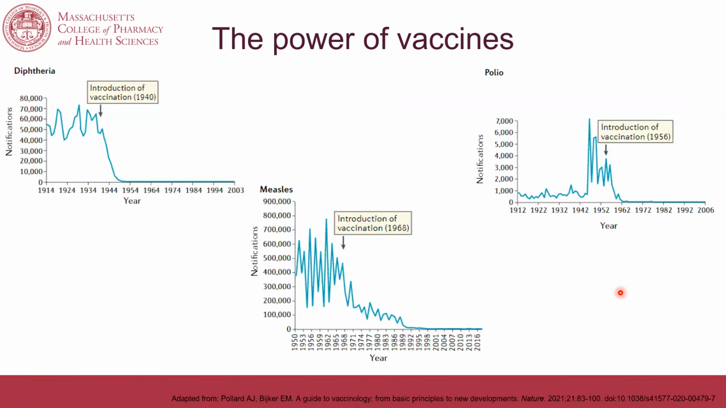And if you're a visual person like me, check out this data from the UK. Over here, they say notifications. It just means reports or cases. And just look how powerful vaccines are. You have such a high number of cases here for diphtheria. And once the vaccine is introduced and people actually get the vaccine, look at how quickly those cases drop. The same with measles and the same with polio.